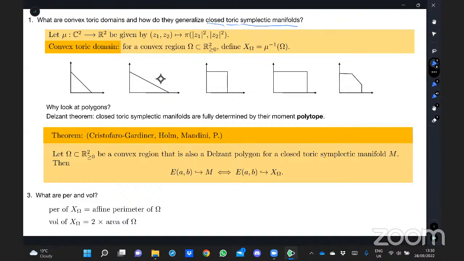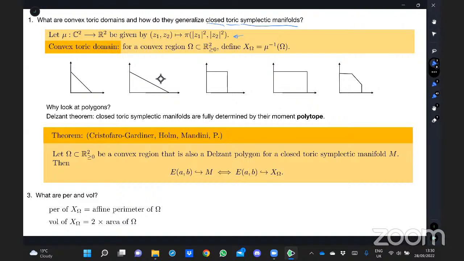So a convex toric domain, again, remember all my manifolds are 4-dimensional. Consider this function mu from C2 to R2 given by this. If you have learned some symplectic geometry, you might recognize this as the moment map for the action of T2 on C2. Also, I think algebraic geometers might recognize this as something, but I don't know the name of it in algebraic geometry.